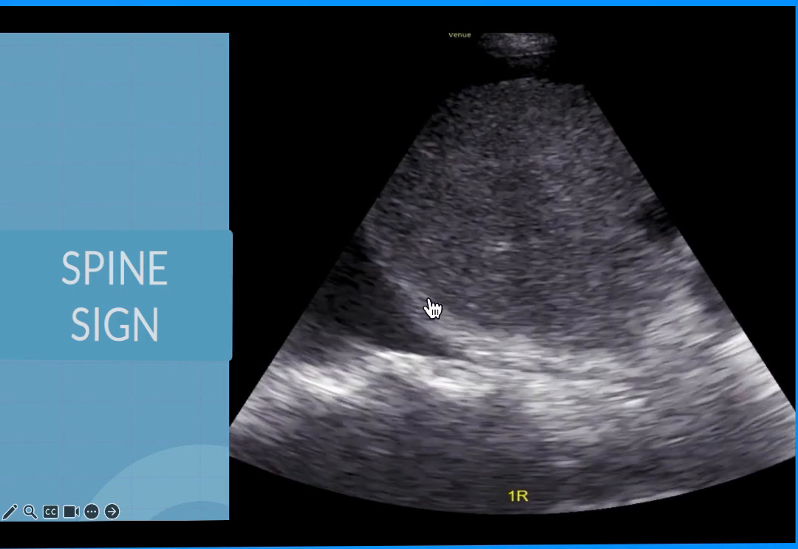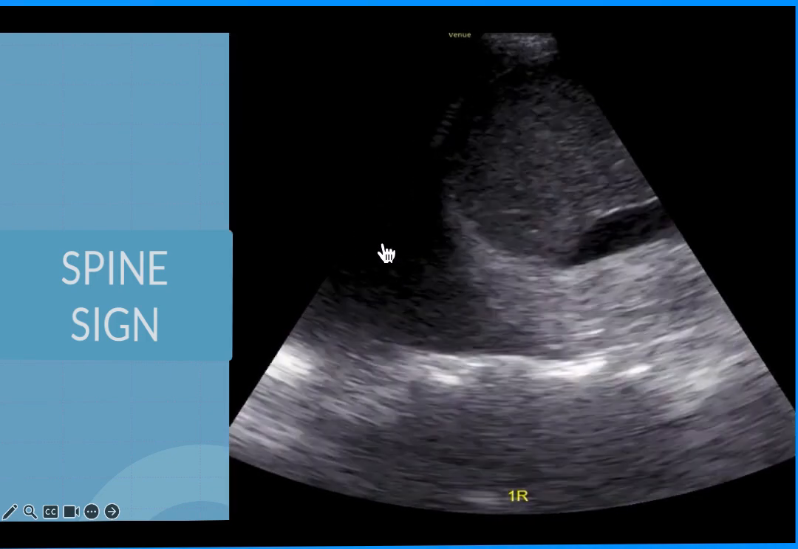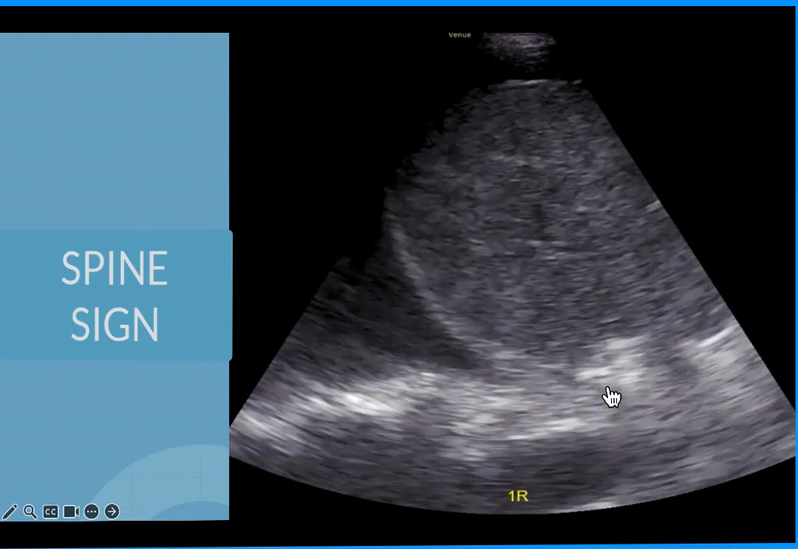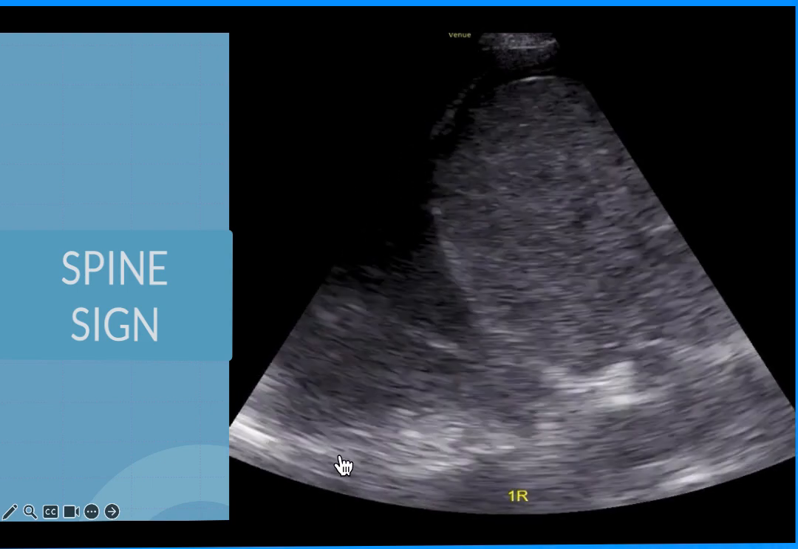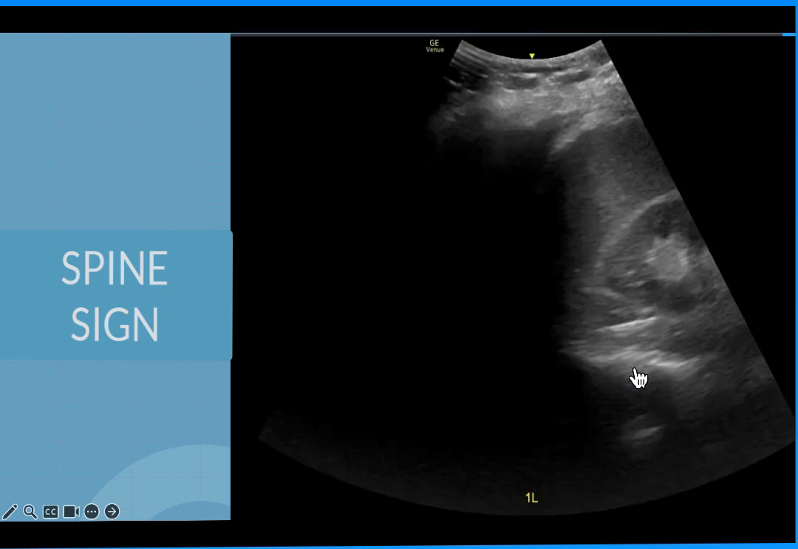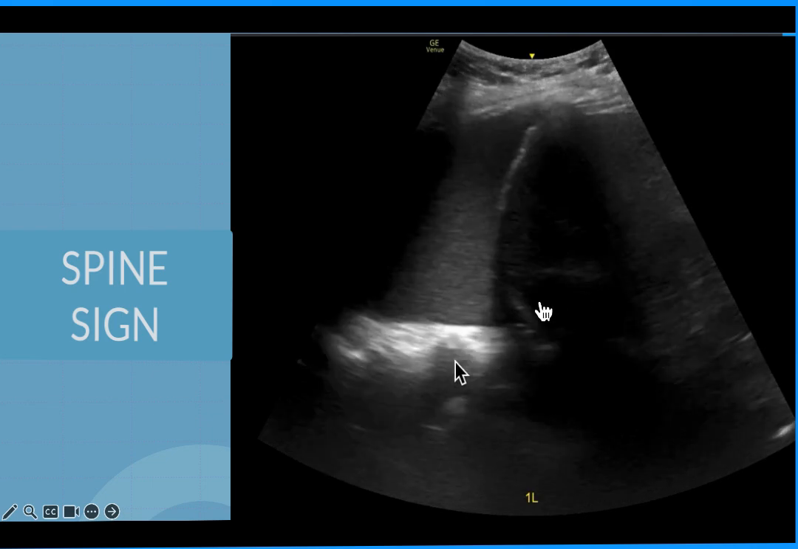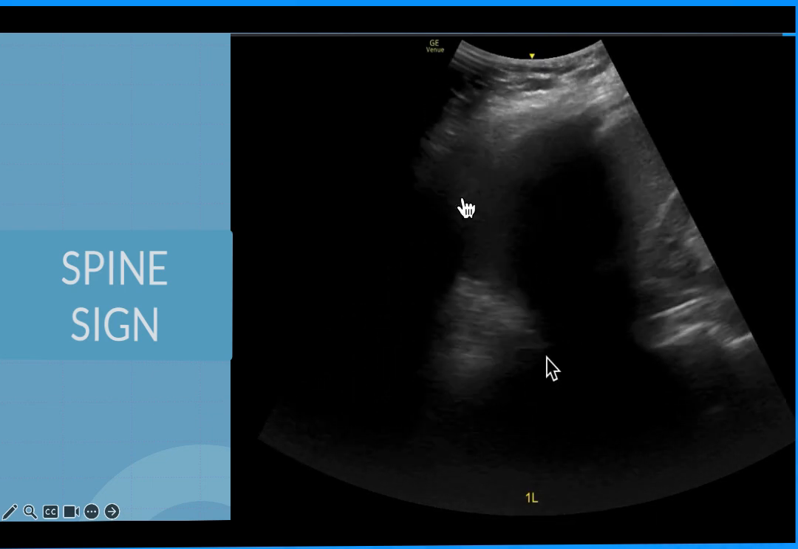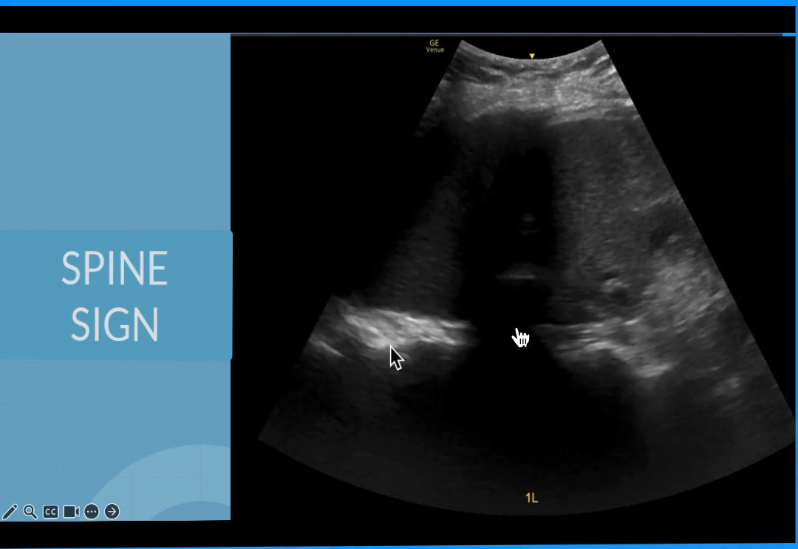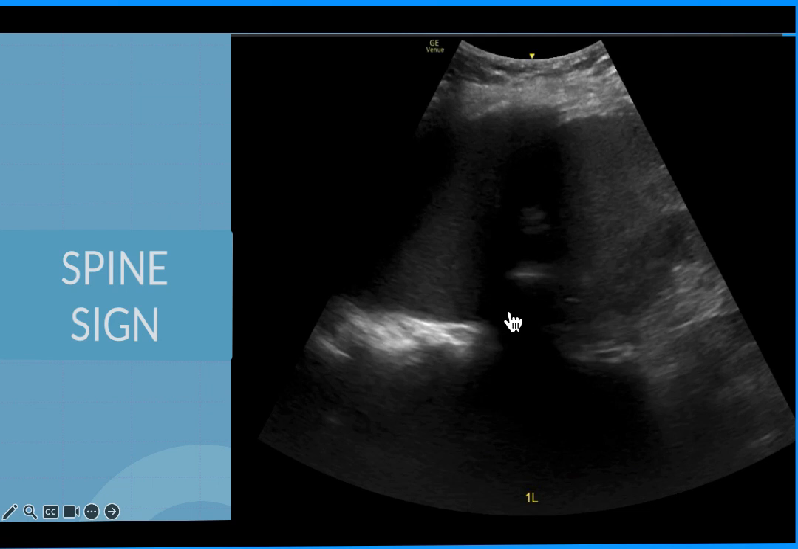This is, again, another example. Diaphragm, we see an effusion here, and then we see the spine above the diaphragm, which is typically called the spine sign. Again, another example of the spleen. This is the left upper quadrant, and we see the spine above the diaphragm.